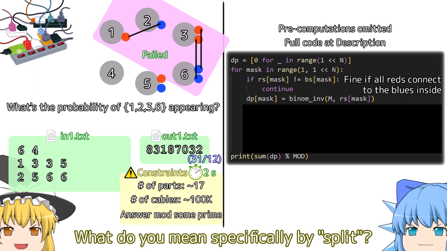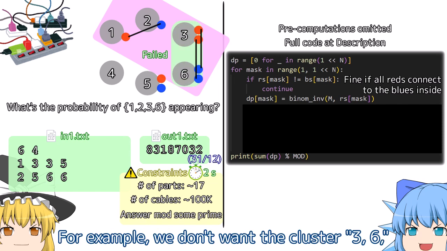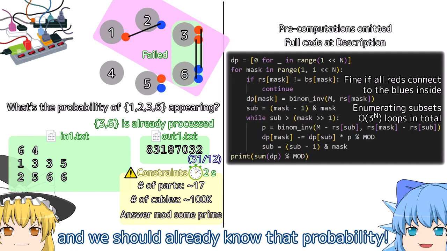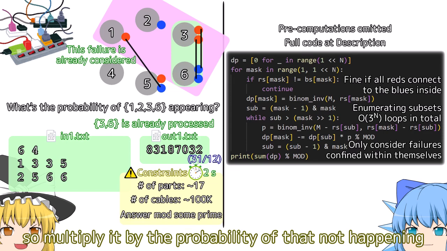What do you mean specifically by split? Not all of 1, 2, 3 are connected to 6. For example, we don't want the cluster 3, 6. And we should already know that probability. Again, 1, 2 might go outside. So multiply it by the probability of that not happening.